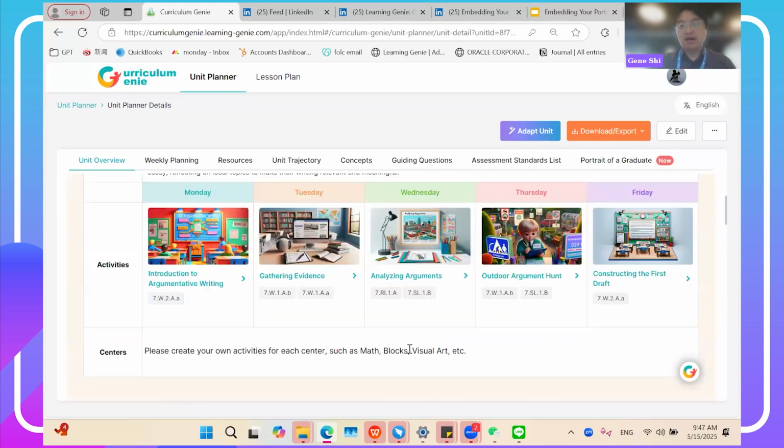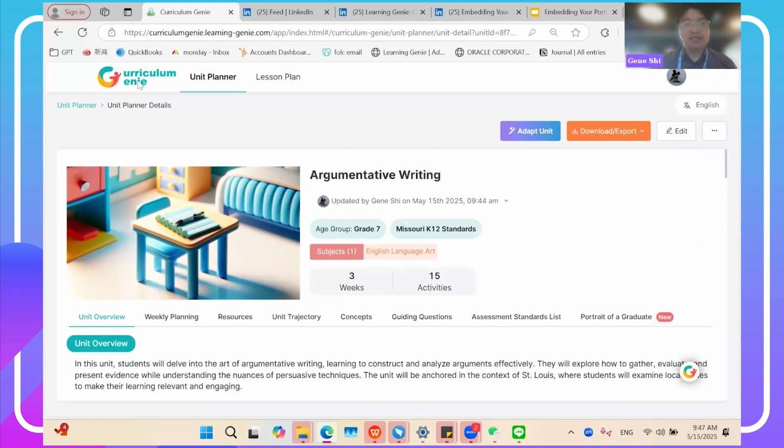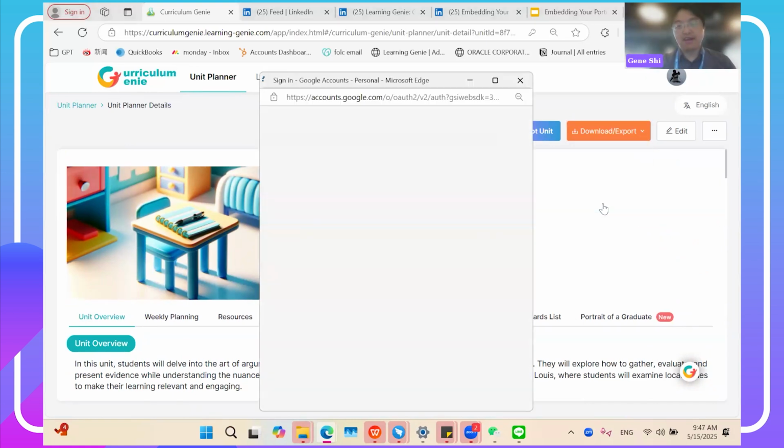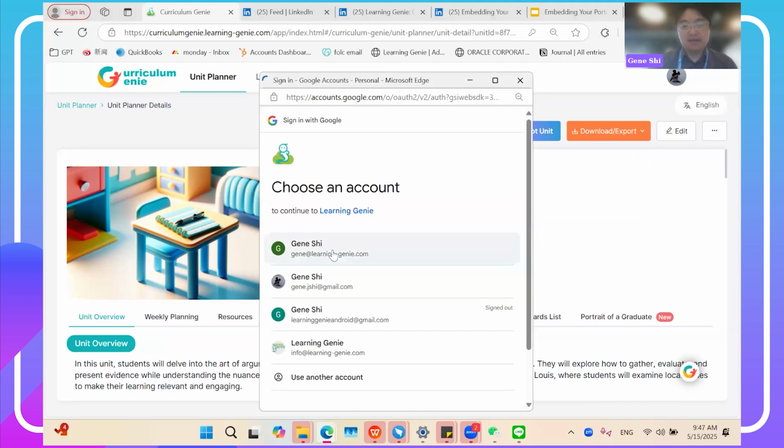Yeah, so you can all access that from Curriculum Genie, and it can all be downloaded to Google Drive, the entire thing, right? The entire building. Yeah, this is probably my favorite part.